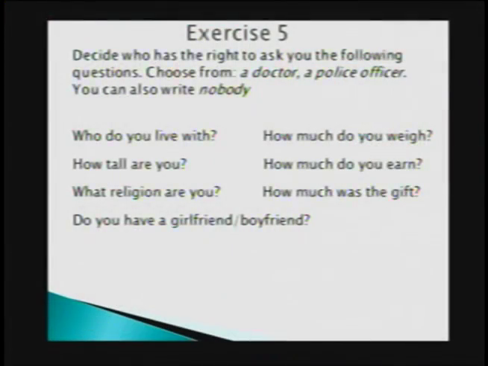So here we have, let's say, some questions, as I was saying, and we should say if any of these people, a doctor or a police officer, should ask you these questions. A doctor, a police officer, or maybe nobody. Quizás nadie le pueda hacer esa pregunta a usted porque, en fin, es su, digamos, información personal y usted no quiere compartirla. So, decide who has the right to ask you the following questions. Choose from a doctor, a police officer. You can also write nobody.